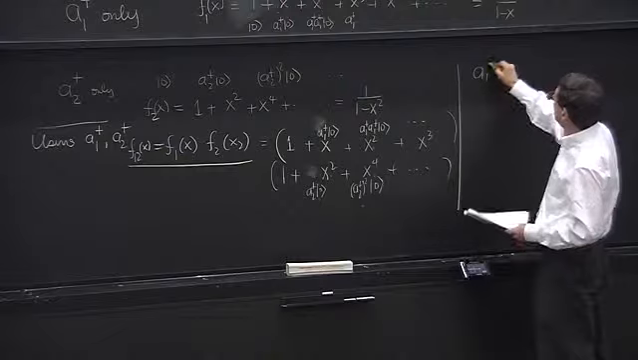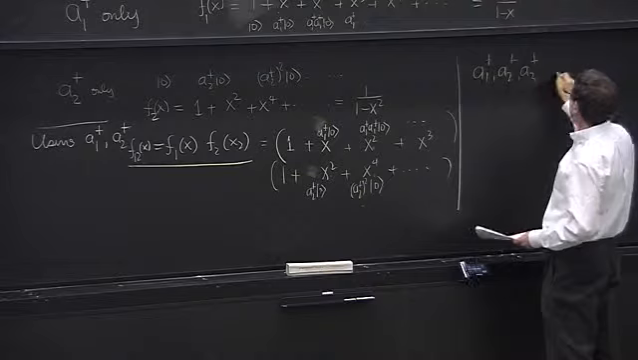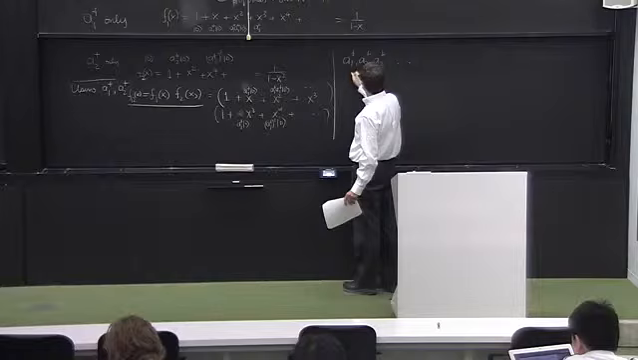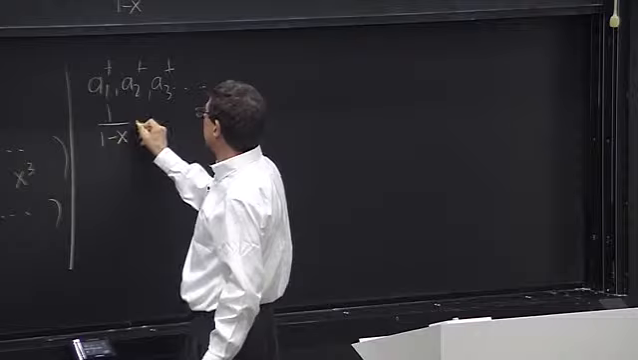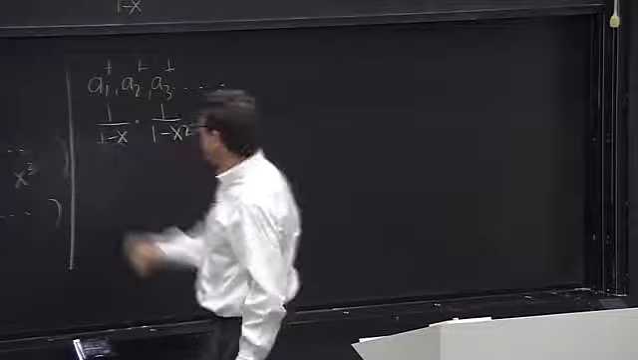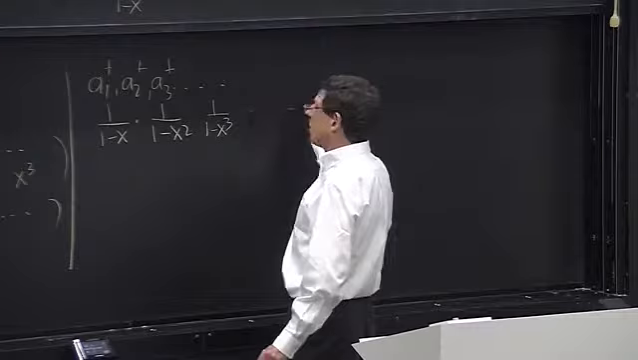A1 dagger, you're going to use A2 dagger. A3 dagger, you're going to use all of them. So what is the first function? 1 over 1 minus x. What is the second function? 1 over 1 minus x squared. For A3, it will be 1 over 1 minus x cubed. And you continue like that.